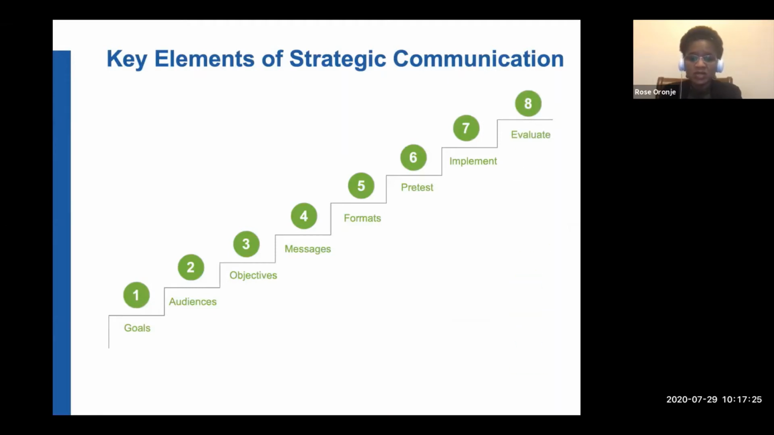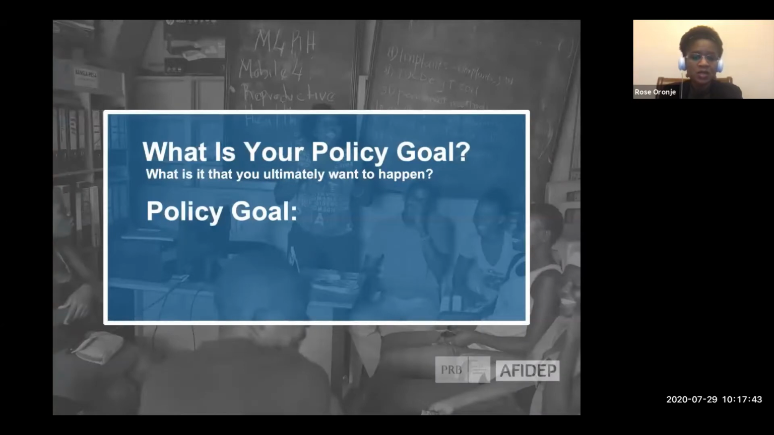So you will see that this is kind of a staircase, meaning that setting the ground with the first step, and the second and the third, are really core, as they are building grounds for the next stages of the communications process.